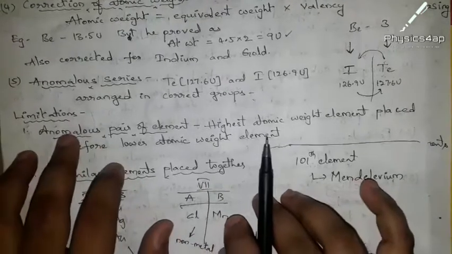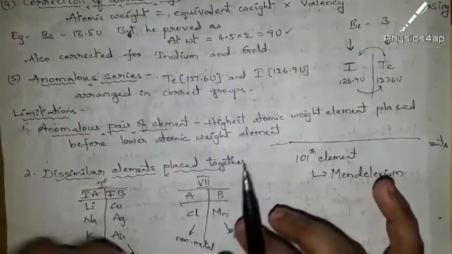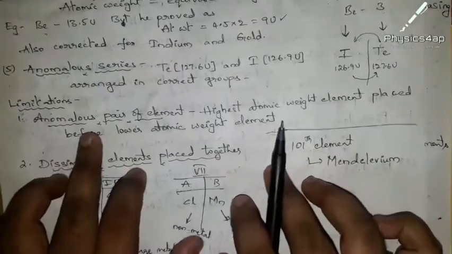Now coming to the limitations, the first is the anomalous pairs.